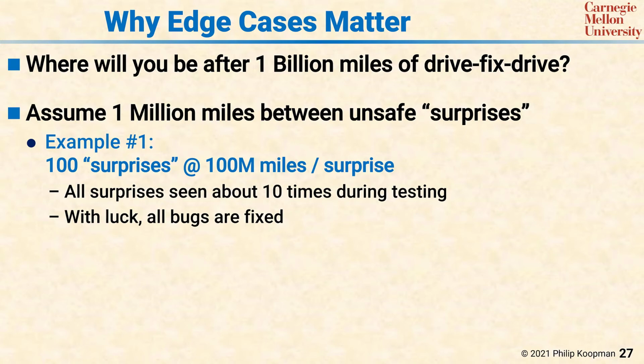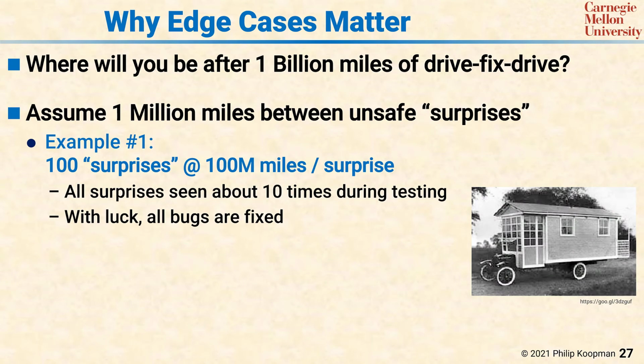Well, that's a bit optimistic. Consider this picture. Is this a car or a house? Well, a little bit of both. And if you never trained on something like that, then you may miscategorize it and might do something dangerous when it starts moving at an intersection when you thought it was a house.